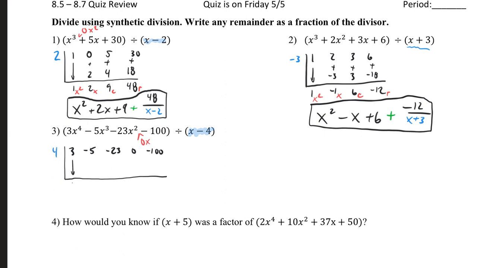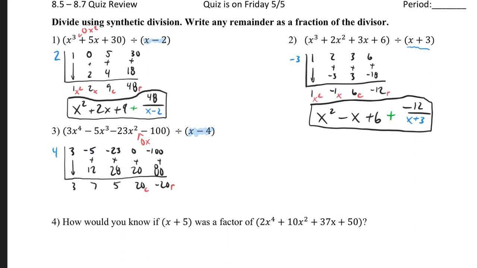First number straight down, 3. 4 times 3 is 12. Add that to negative 5, get 7. 4 times 7 is 28. Add that to negative 23, get 5. 4 times 5 is 20. Add that to 0, get 20. And then 4 times 20 is 80. Add that to negative 100, get negative 20. So I've got a remainder again.